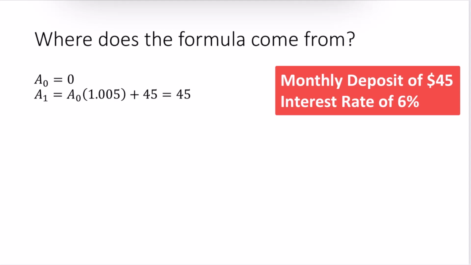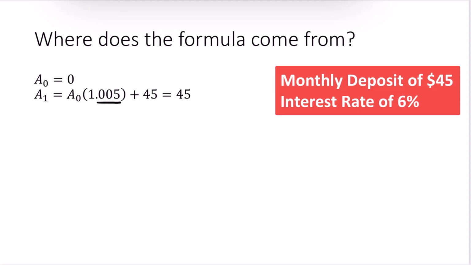So let's say that we had a savings account that had an annual interest rate of 6%, and we were making a monthly deposit of $45. So the first thing to know is that the compounding period needs to match the deposit period. And so because we're depositing money every month, our compounding period is also going to be every month. So our monthly interest rate can be calculated as 0.005 because that's 6% divided by 12.